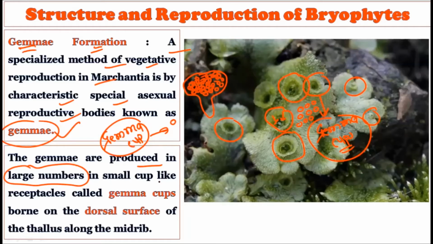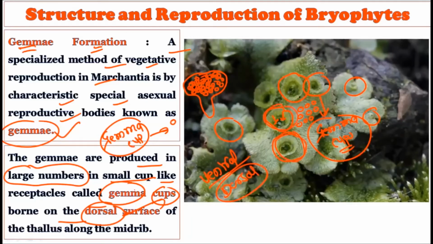Now see, the small cup-like receptacle which is called the gemma cup is borne on the dorsal surface of the thallus along the midrib. This is very important: they do not grow on the ventral surface. They are found on the dorsal surface of the thallus, and this dorsal surface is responsible for the production of these gemma cups. Inside these gemma cups we have the gemma bodies, and these gemmae are responsible for the creation of the new thallus.